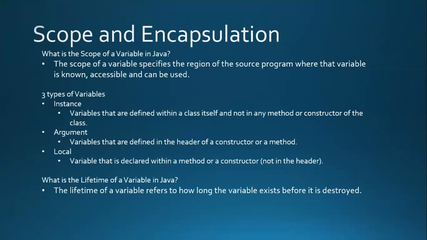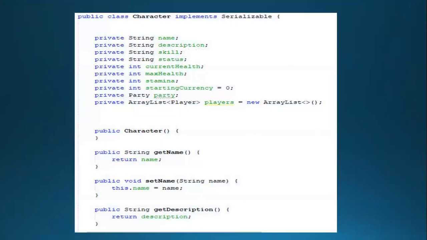All other variables which are not instance and class variables are treated as local variables. The scope of a local variable is within the block in which it is declared, and the lifespan of the local variable is until the control leaves the block in which it is declared. Now let's take a look at the character class our group created for the Oregon Trail game.